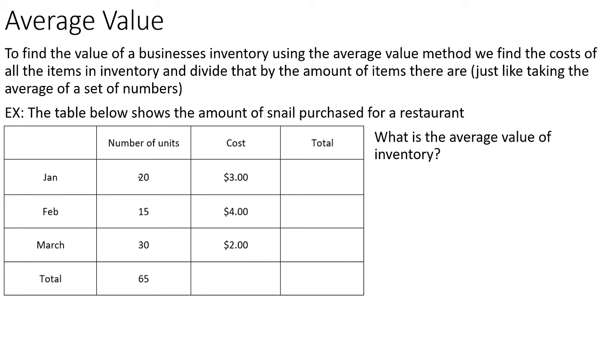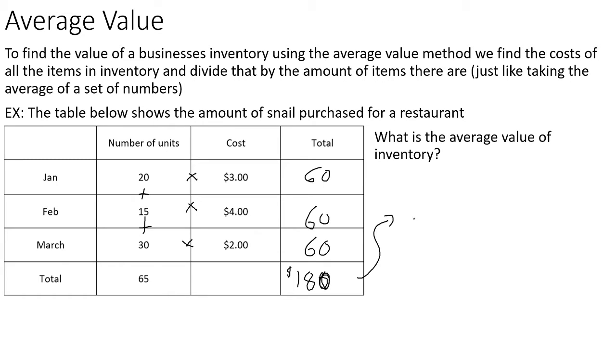So what you do is take your number of units and add them all up. In this case we got 65 total. Then we figure out how much all this costs together. 20 times 3 would be 60. We're multiplying across here. 15 times 4 would also be 60, and 30 times 2 would also be 60, which was not intentional. I just realized that all these came out to be 60. That's my bad, but it works out for us anyway. So this would be $180.